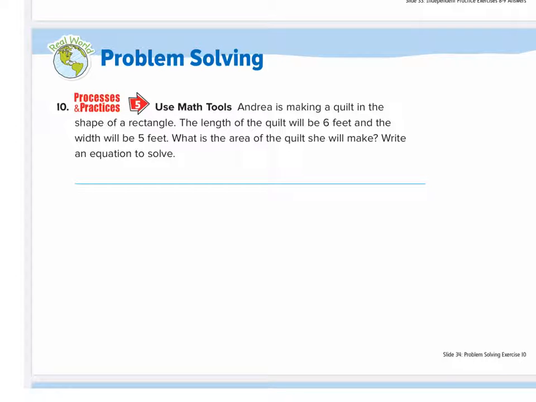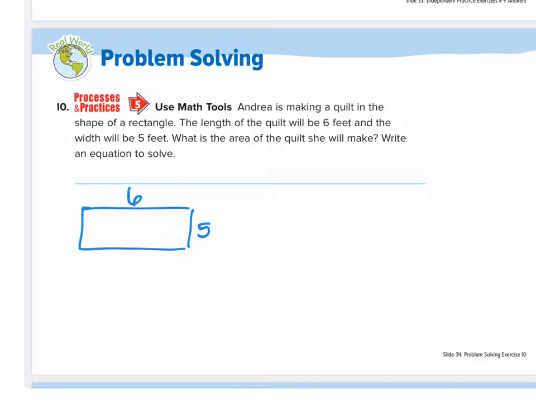Use math tools. Andrea is making a quilt in the shape of a rectangle. So I'm going to draw a rectangle. The length of the quilt will be 6 feet, and the width will be 5 feet. What is the area of the quilt she will make? Write an equation or formula and fill it in to solve.